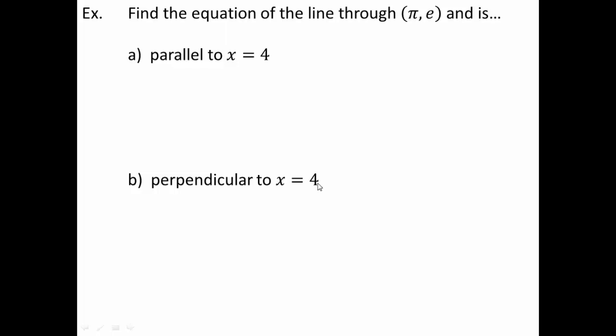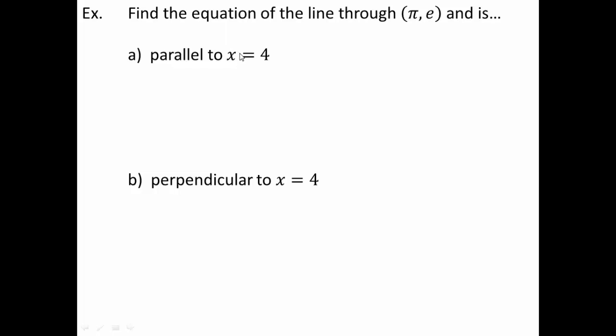Alright, so this one looks a little bit different, but not if you know what you're doing. Now, of course, I have a coordinate pi, e. That's crazy talk. Well, pi is just 3 and change, and e is just a little bit less than 3. So I have a coordinate that's just an ugly number, but it's still a coordinate. Parallel to x equals 4.